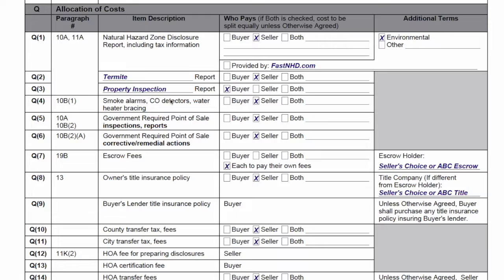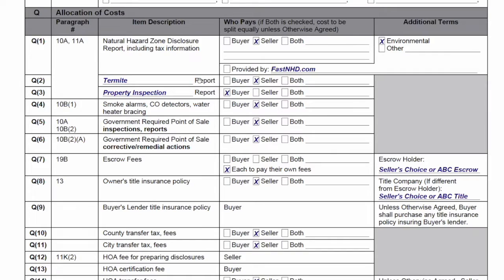Now, sometimes buyers write in that they're doing a property inspection and that they're paying for it. It's fine to do this. I wrote it in just to show you what some people do, but it's totally unnecessary. It's not needed. Whereas this, I would say, is essential. The seller should absolutely be doing the smoke alarms, CO2 detectors, and water heater bracing. That should absolutely be done by the seller.